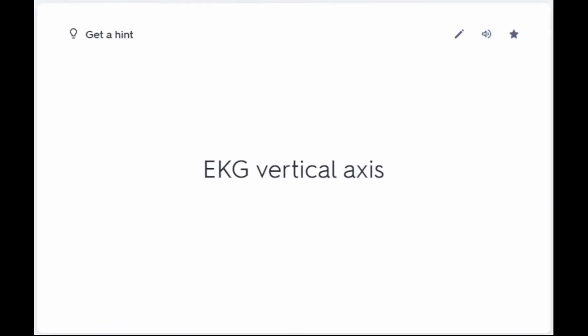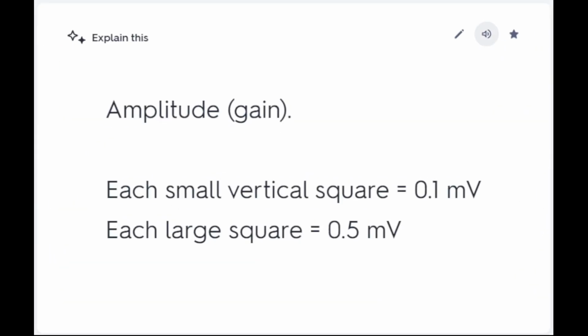EKG vertical axis. Amplitude. Each small vertical square equals 0.1 millivolts. Each large square equals 0.5 millivolts.